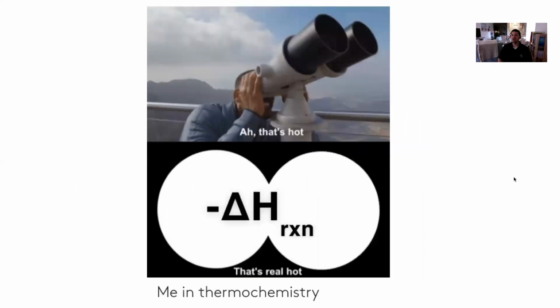So if you are given a delta H, I want you to be able to tell me if it's endothermic or exothermic. That means if it's positive or negative. So if you see that negative delta H, that's hot. That's real hot. So just be on the lookout for that.